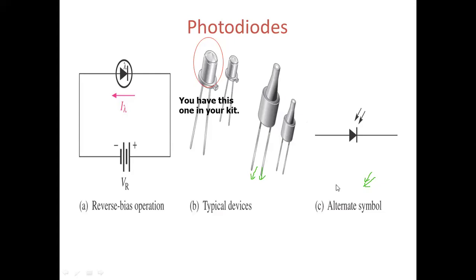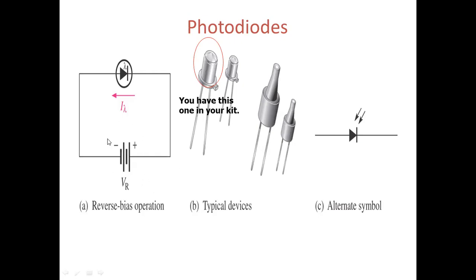The symbol for the photodiode is the same diode symbol, with lightning strikes, lights, coming towards the diode. That is called a photodiode. This is the device we may see in our equipment, the TV, radio, and other devices of this type.